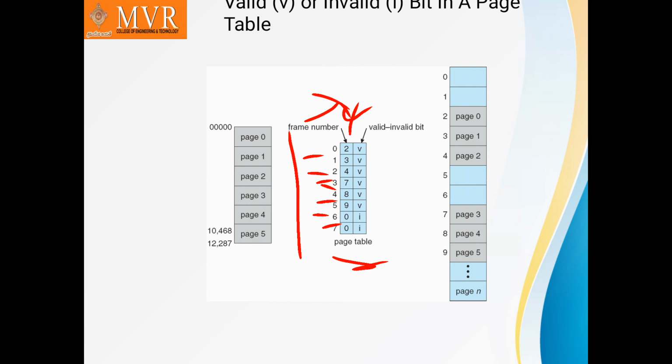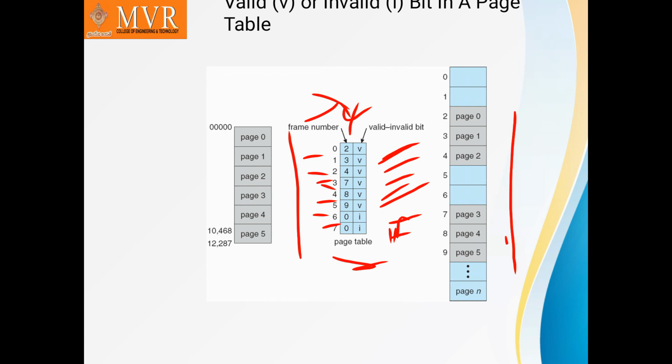So what I said, if the page number is available, then it is valid. So it is represented as capital V. If it is not in a frame number in the page table, then it is an invalid bit, so it will be represented as capital I. So 2 means the data in the frame number is valid, 3 is valid, 4 is valid, 7 is valid, the data is in the page table, 8 is valid, 9 is valid. In this, 6 is 0, 7 is 0. So there is no data. Then it is invalid. It is represented as I.